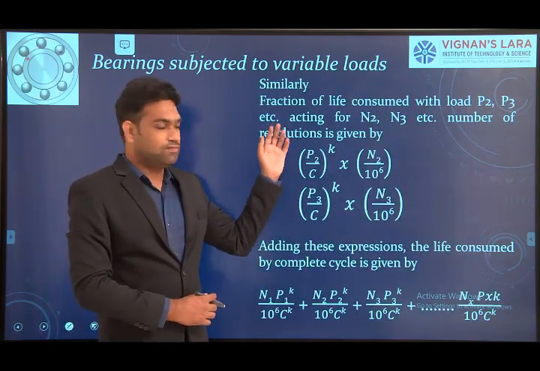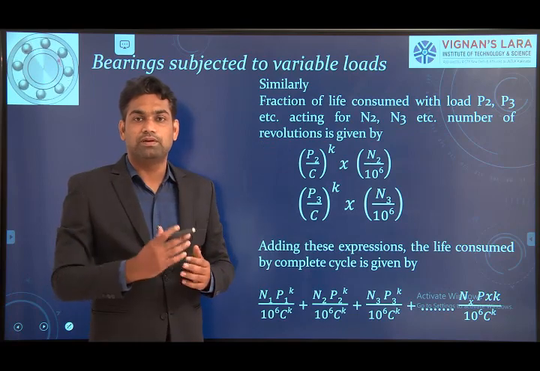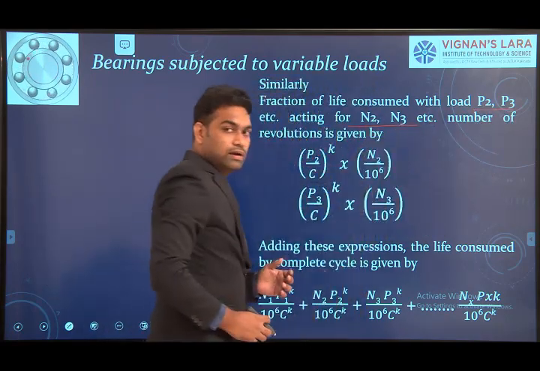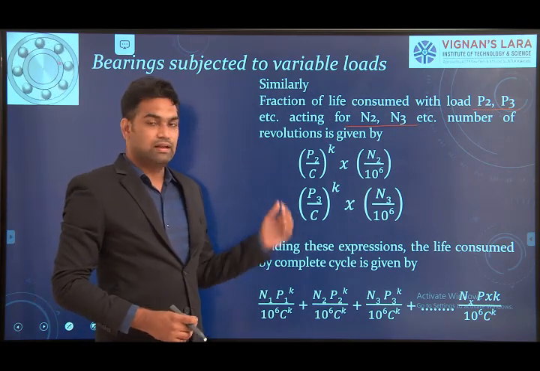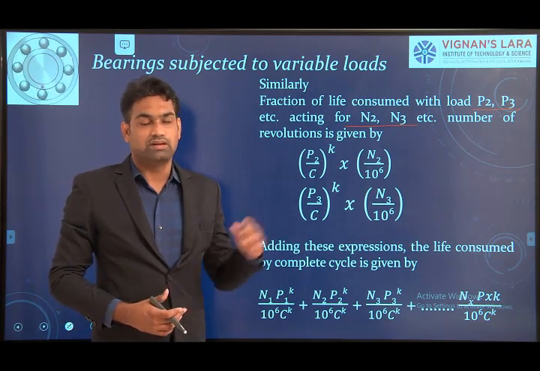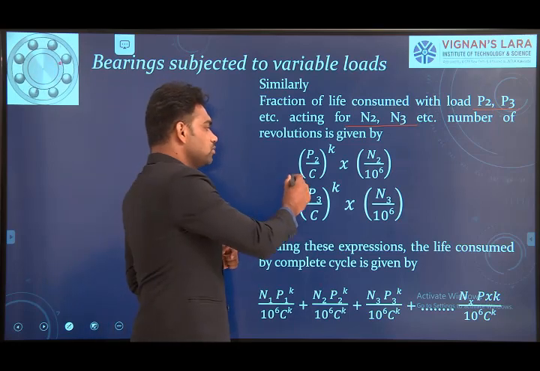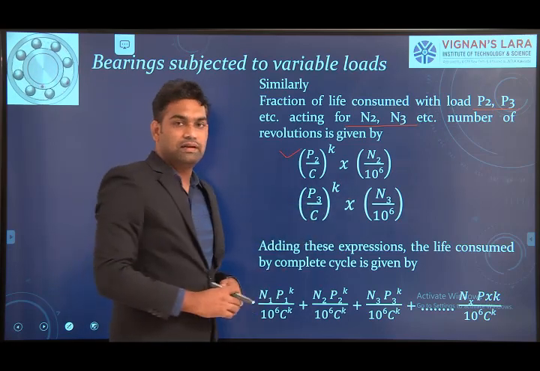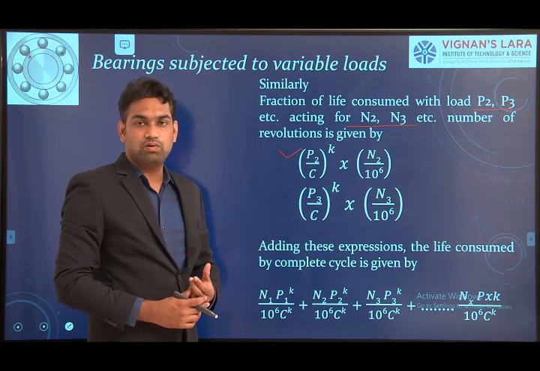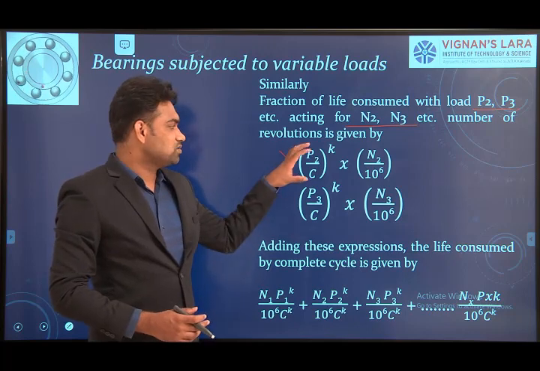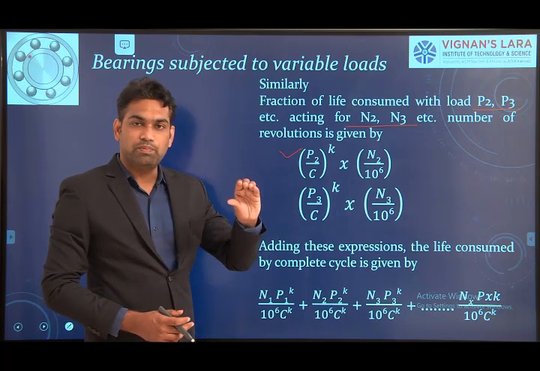So it is the fraction of life consumed for P2 and P3 loads. For N2 and N3 number of revolutions, the fraction of life corresponds to the number of revolutions given by (P2 by C) whole power k into N2 by 10 power 6, and (P3 by C) whole power k into N3 by 10 power 6. Clear? So this is the fraction of life consumed during that particular period of time.